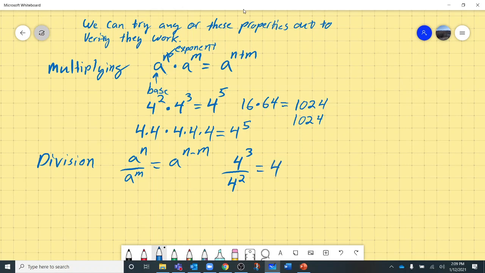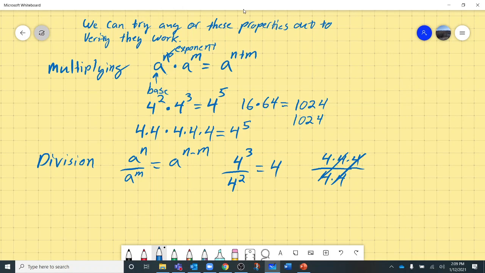Okay, and if we were to write this out, we'd have 4 times 4 times 4 divided by 4 times 4. Well, those two are going to cancel out and just give us 1, right? 4 divided by 4 is 1. And remember, multiplication and division are on the same level, so they can go in either order. So divide by 4, and each of those, it just leaves us with a 1.